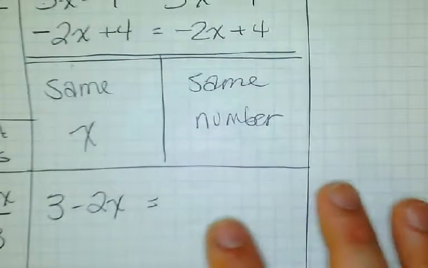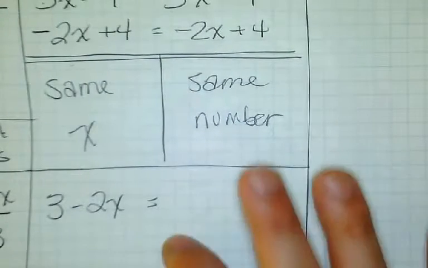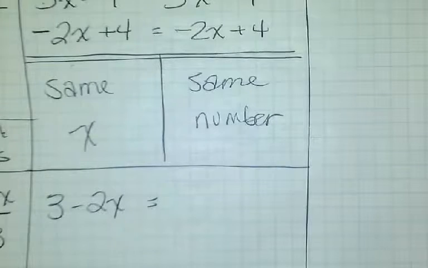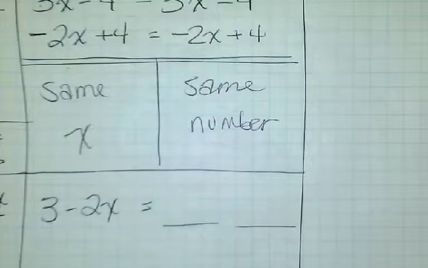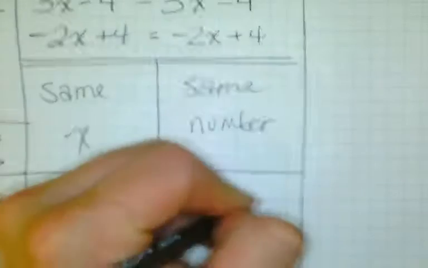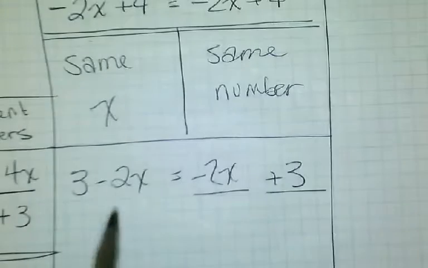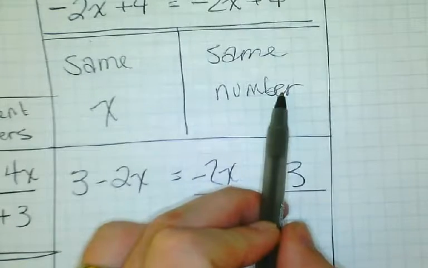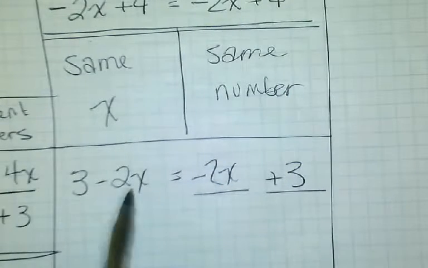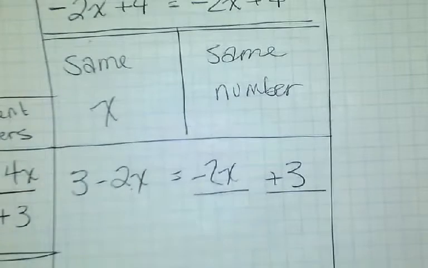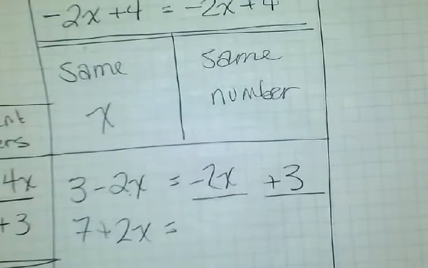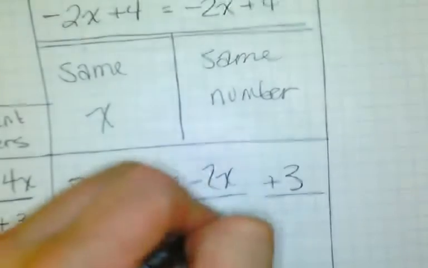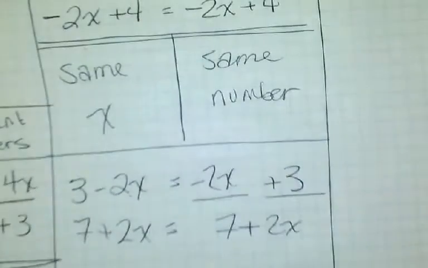All right, Miss Alyssa, what would you put over here for this one? So yeah, you could say negative 2x, positive 3, of course. Positivo 3, positivo 3, mismo números. Negativo 2x, negativo 2x, mismo x. Let's do another one, maybe 7 plus 2x. Nayeli, what do you think about that one? Great, we can do 2x plus 7. That'll work.